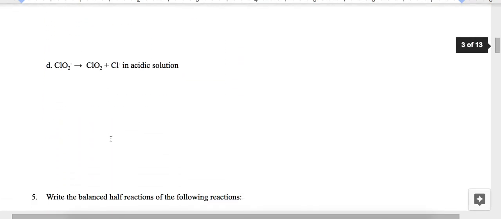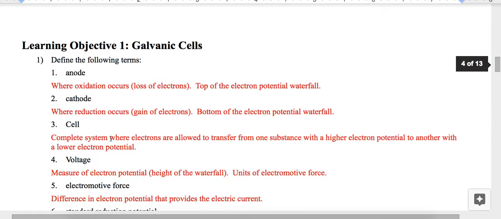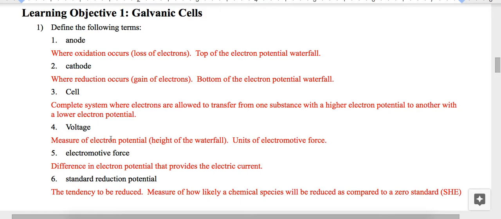Here's learning objective 0 that we're going to skip through, and then learning objective 1. There's some repeat questions in here, notice, and we'll just skip over those when they come up. We have terms: the anode, cathode, the cell. Anode's where the oxidation occurs, loss of electrons.